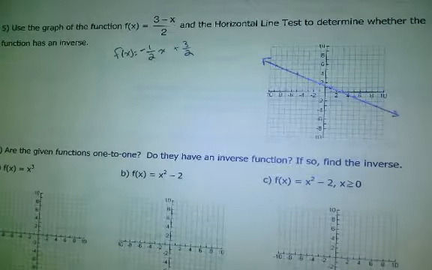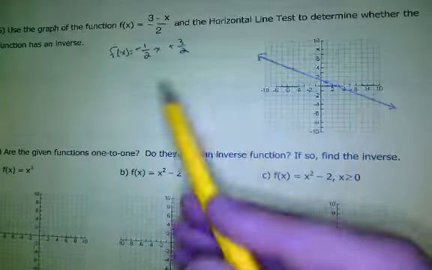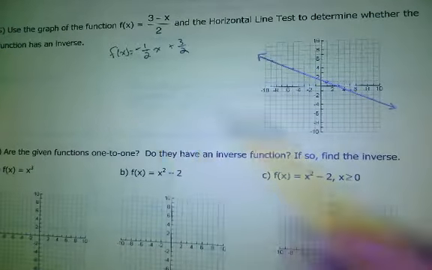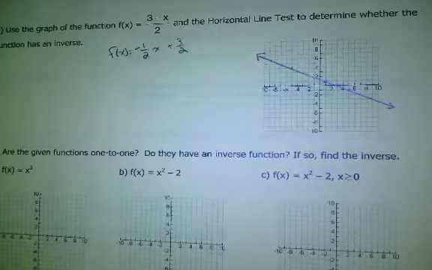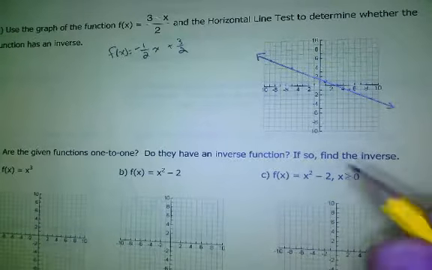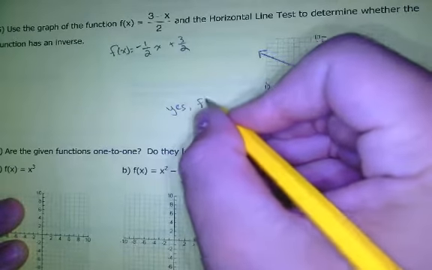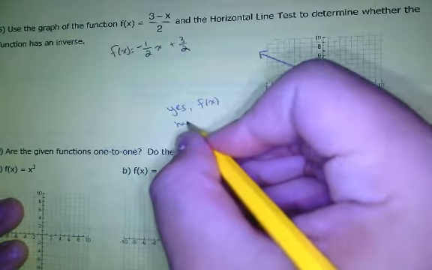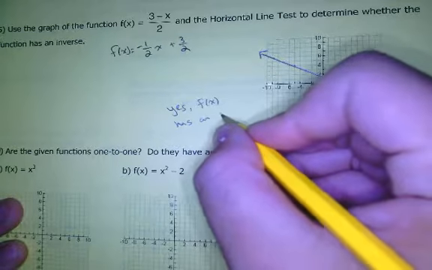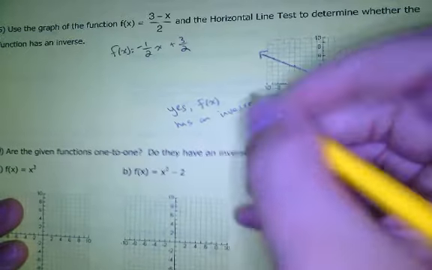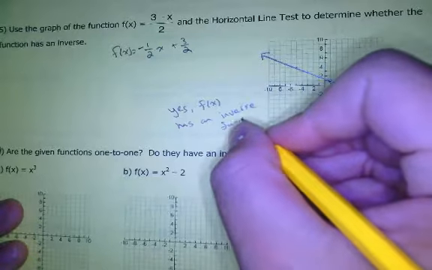Okay, does this pass the horizontal line test? No matter what horizontal line I draw, it will only intersect once. Does it pass? Yes. So does this have an inverse? Yes, this has an inverse function. I'm going to say function because everything has an inverse. If it's a function, it's different.